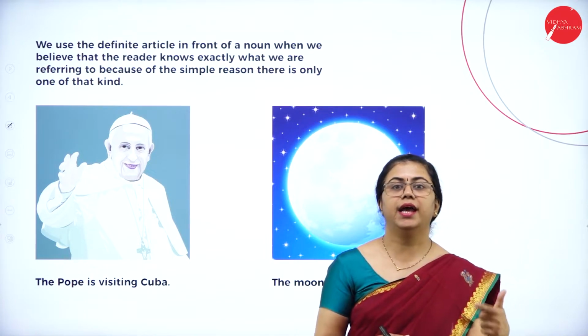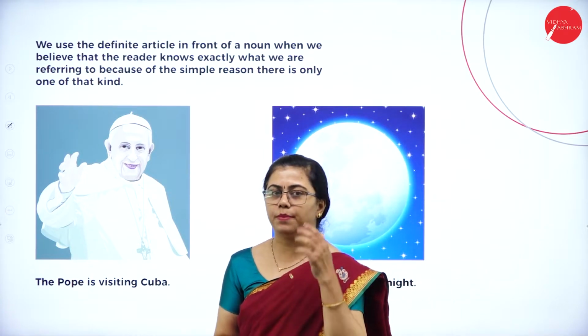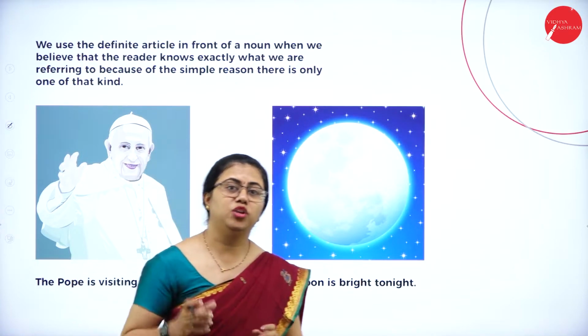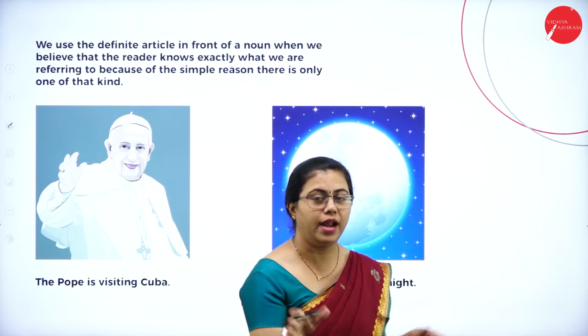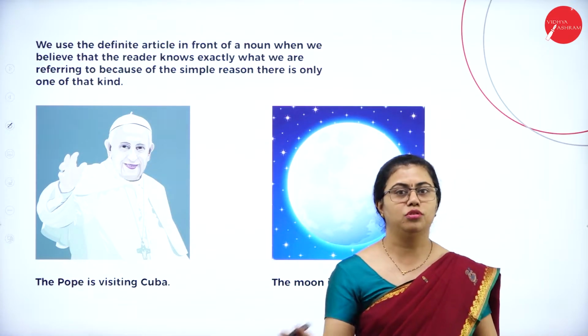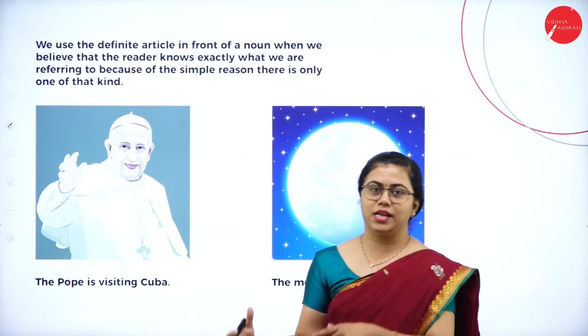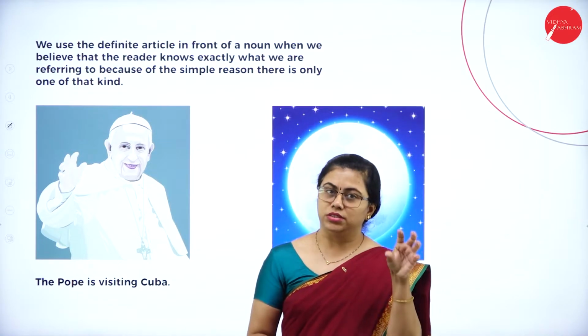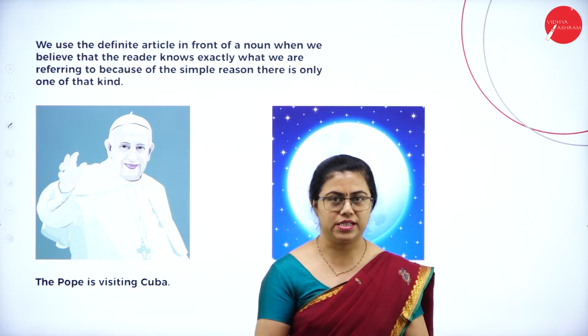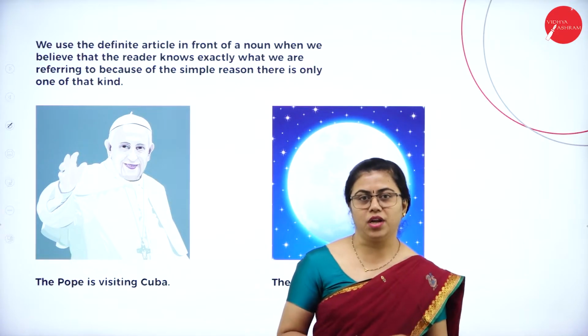Suppose I say, "I left the car keys." In the previous example you saw this. That means I am referring to some particular car key, and that is the only one in the house, or the only one that belongs to that car. "The book is very interesting." I am talking about that one book that is very interesting. So this is how you use the definite article.